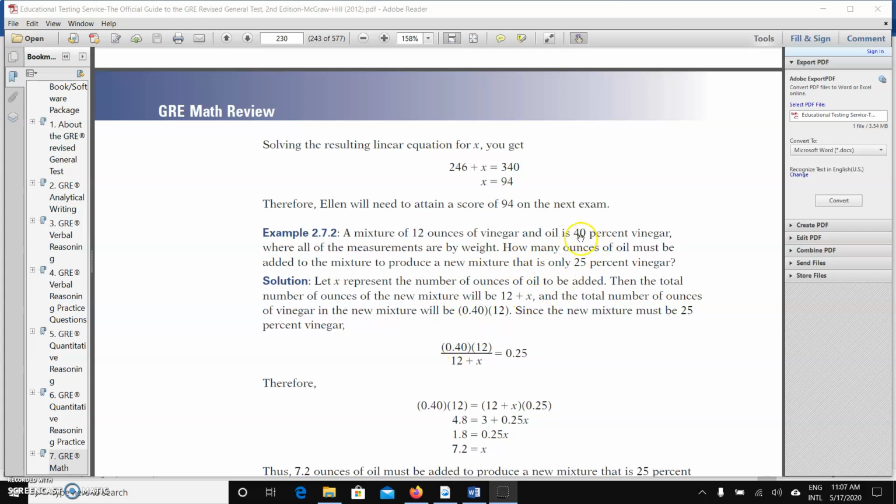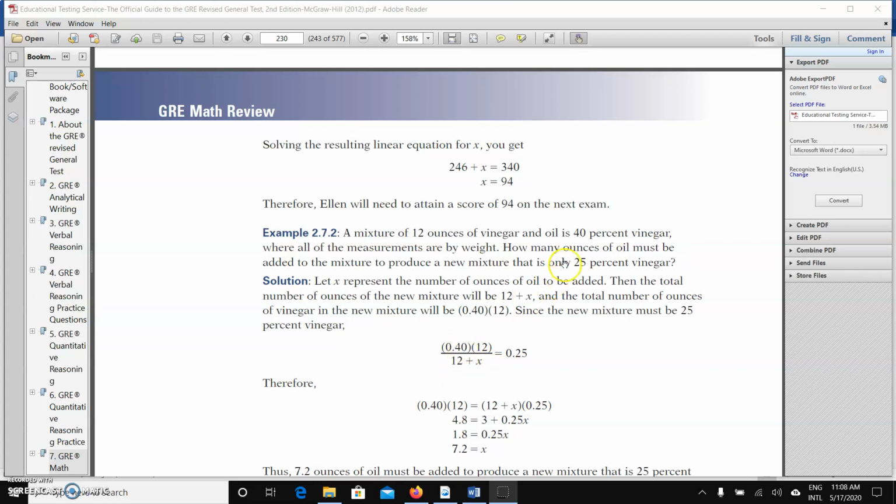This is percentage, 40 divided by 100 gives 0.40, times 12, that's what we have before, and this is what we have now. 12 plus x for the new one must be equal to 25%, which is 0.25. I hope you understand this. You have to just think this through. Understand? So this is the new value we are looking for. This is the old one.